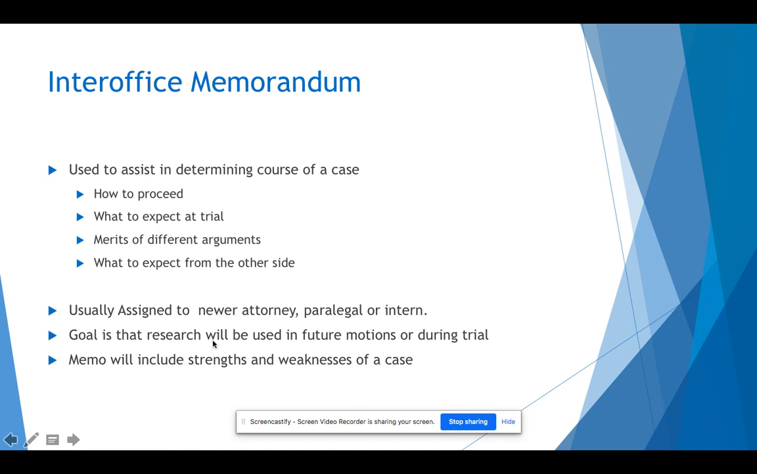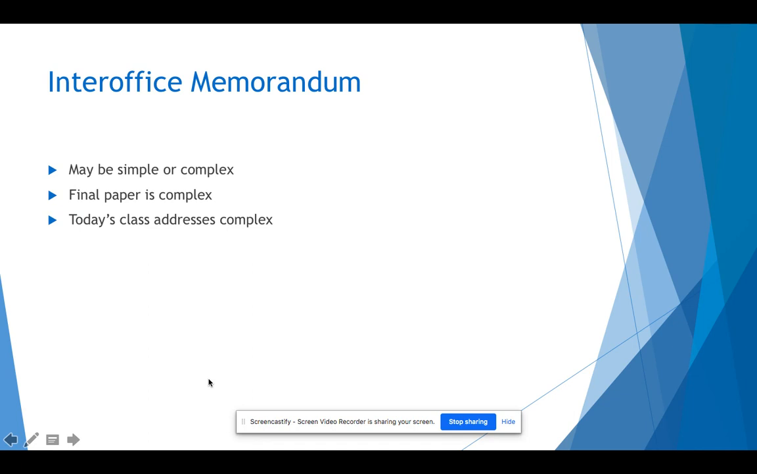Interoffice memorandum. Okay, so this is what we're going to be working on for our final project. It's used to determine what you're going to do next in a case, what to expect at trial, or the merits of different arguments. Do I have enough to file a motion for summary judgment? Should I try to dismiss one or two counts of this complaint? What are my available counterclaims if a complaint has been filed against me? And again, that's a predictive form of writing.